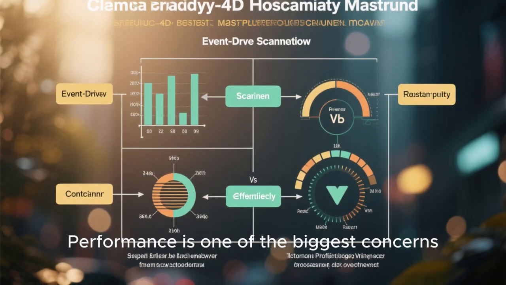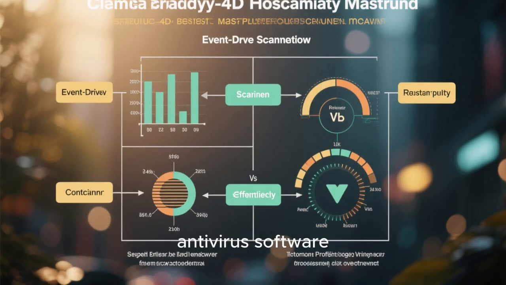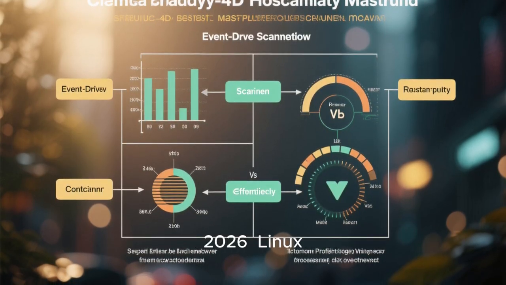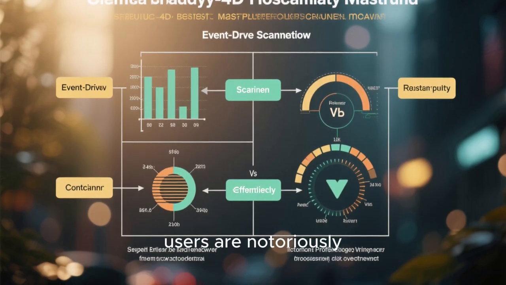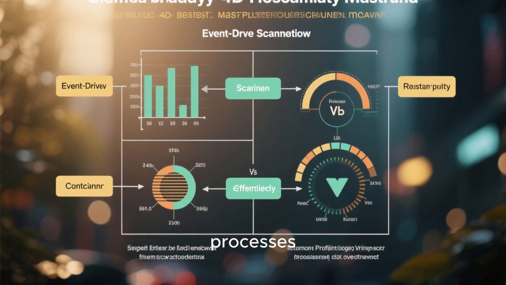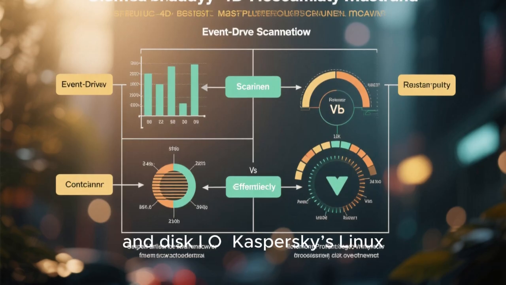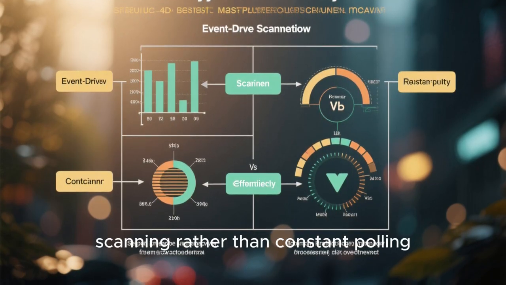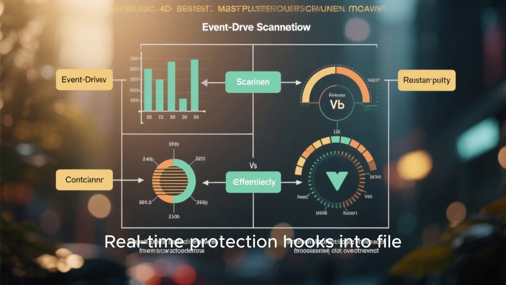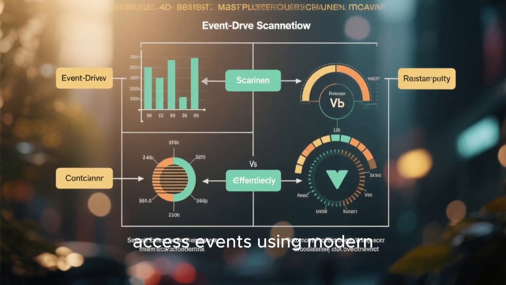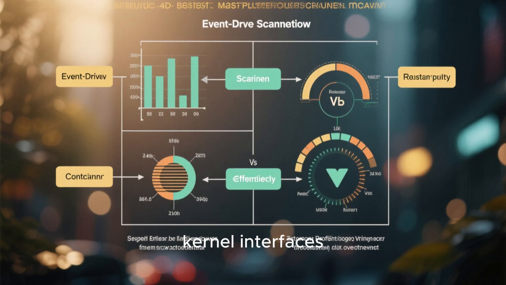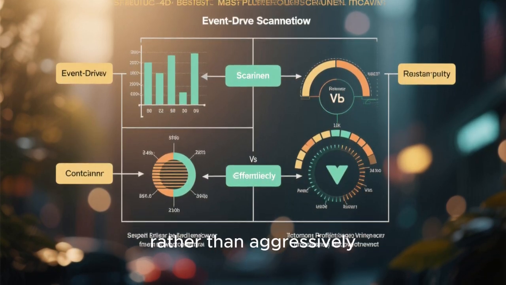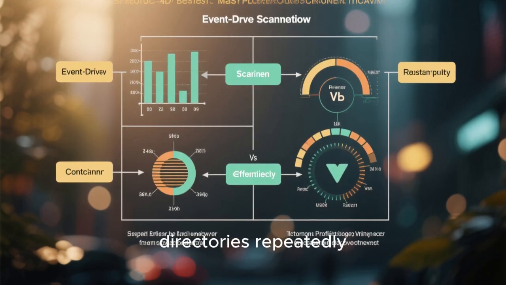Performance is one of the biggest concerns Linux users have when considering antivirus software, and Kaspersky has clearly optimized for this in 2026. Linux users are notoriously sensitive to background processes, CPU usage, and disk I/O. Kaspersky's Linux engine now relies heavily on event-driven scanning rather than constant polling. Real-time protection hooks into file access events using modern kernel interfaces, scanning files only when they are accessed or modified, rather than aggressively scanning entire directories repeatedly.